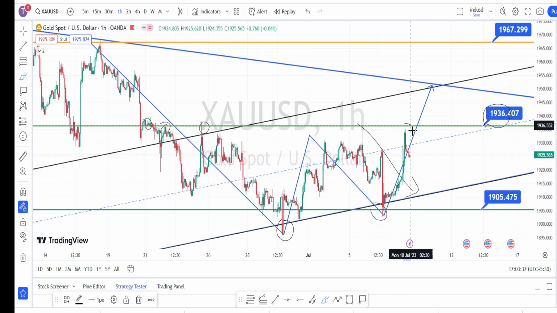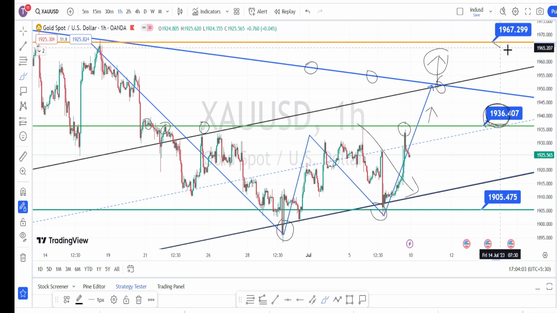So for the hourly time frame, if you want to freshly enter a bullish side trade, wait for the price action to break this resistance level of 1936, based on which you can enter a fresh bullish side trade. And the next level of resistance is going to be the daily time frame trend line or the resistance line. Once this resistance line is breached, we can expect the bullish side trend to continue, and the next level of resistance is going to be around 1967 from the daily time frame.